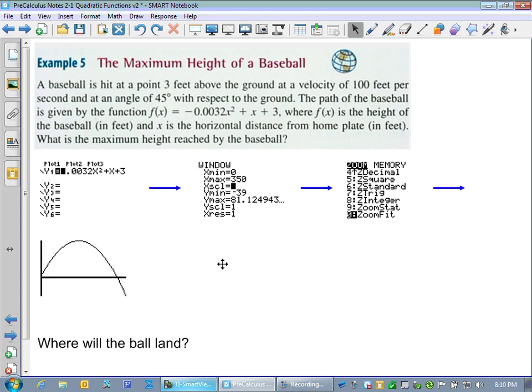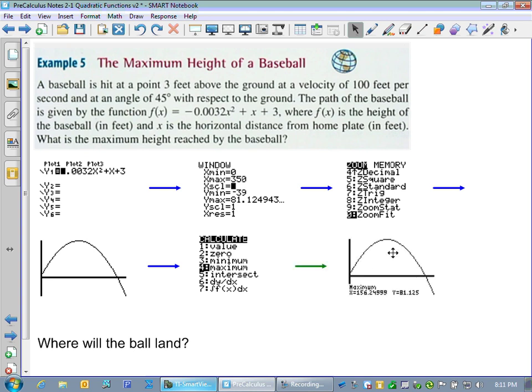And to find the maximum, we're going to go to Second Trace, which is the Calculate menu. We're going to choose option number 4, which is maximum. And as long as you choose left and right bounds that capture your vertex, you'll find your maximum is (156.25, 81.125). And the interpretation there is that 156.25 feet downfield, the ball will be 81.125 feet in the air. So that will be the maximum height because f of x, or y, was the height.